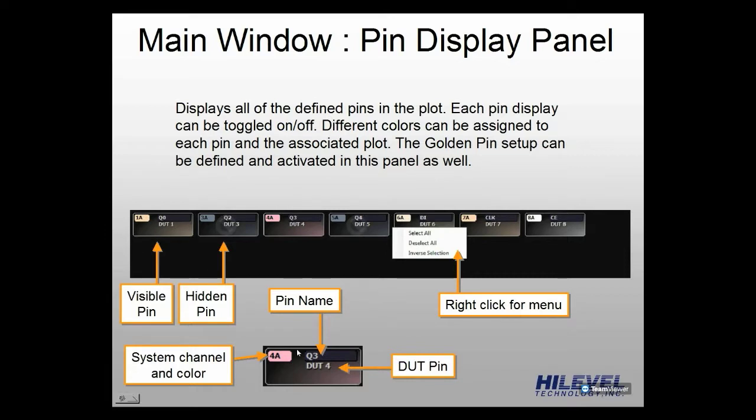Each pin is identified by the system channel, the pin name, and the .pin number. Note that each channel has a background color, and the color is slightly different for each channel. The colors correspond to the individual curve trace colors. In this case, the curve for channel 4A, pin Q3, will be displayed in pink. If you want to change a pin's color, just double-click on the pin button and choose a new color.